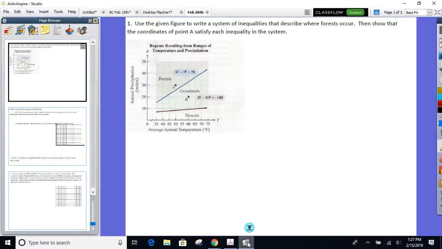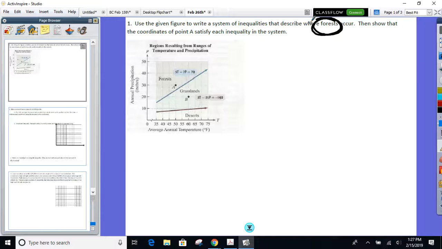I've graphed two of them already. Everyone see the two lines that are already graphed? I need your help to write a system of inequalities, so two or more inequalities that describe where the forests are going to occur. So here's what I need from you in your group right now: if I were to shade both these lines, I want the overlapped region to be the forest.